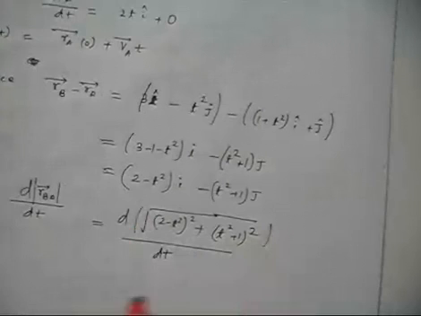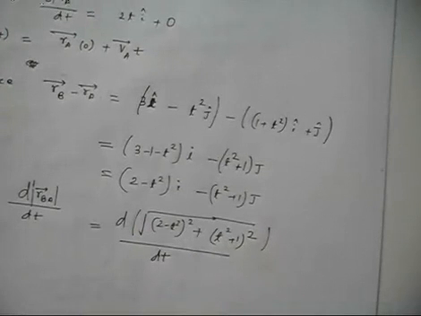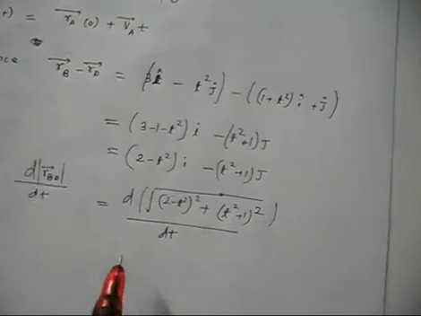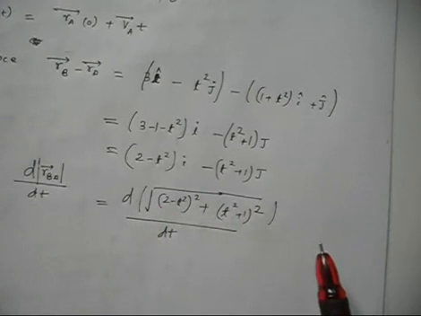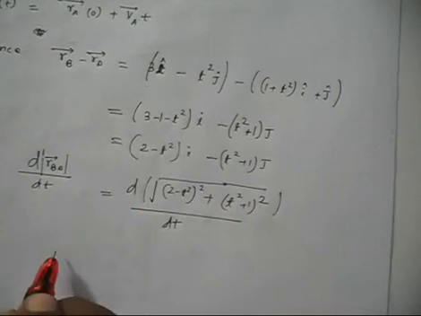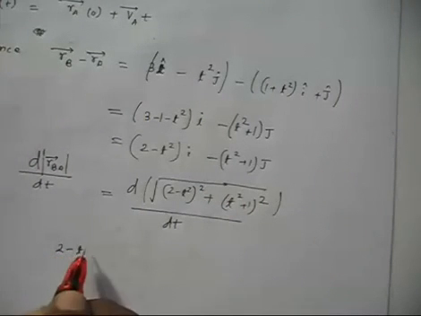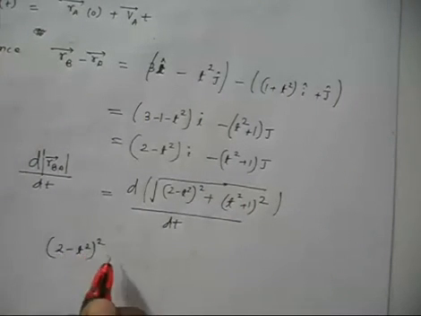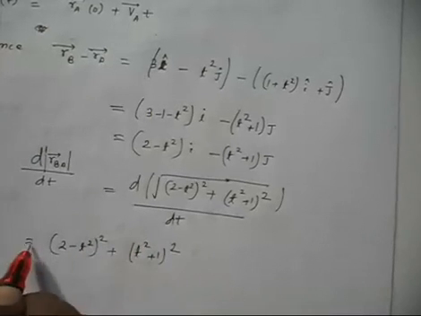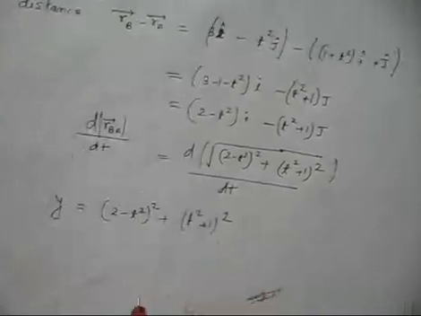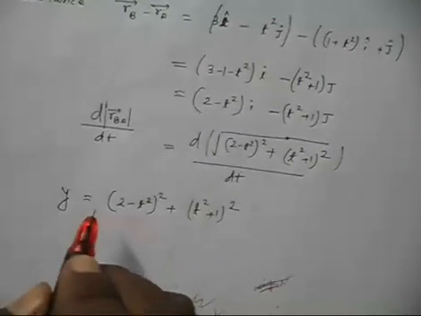So this term, and then I have to differentiate, and then I have to put this equal to 0. So either I differentiate this root, or even if I differentiate this whole square, both will give the same answer. So let us say differentiate this term, (2 minus t square) whole square plus (t square plus 1) whole square. So this is my y. I have to differentiate y with respect to time and then find the time.